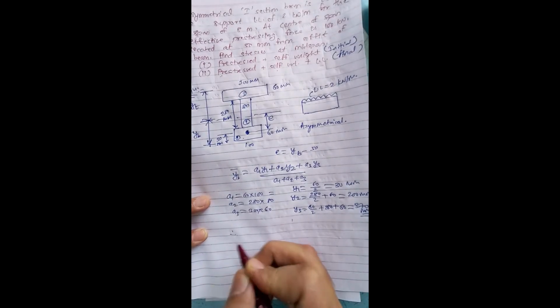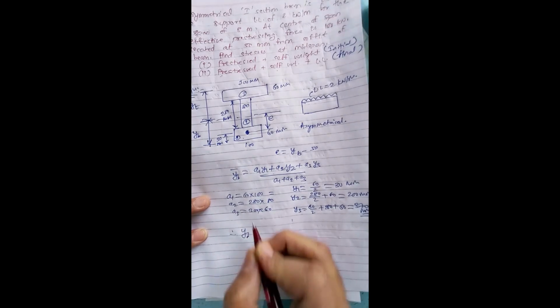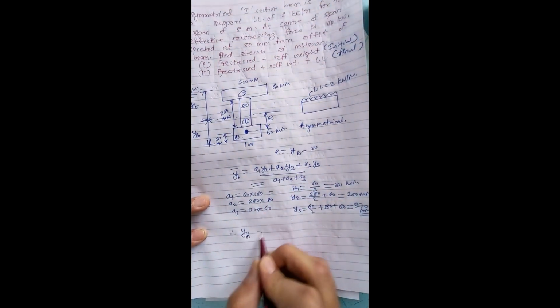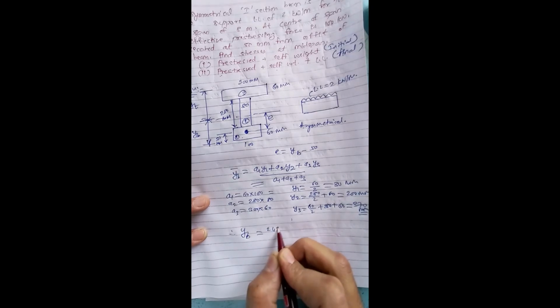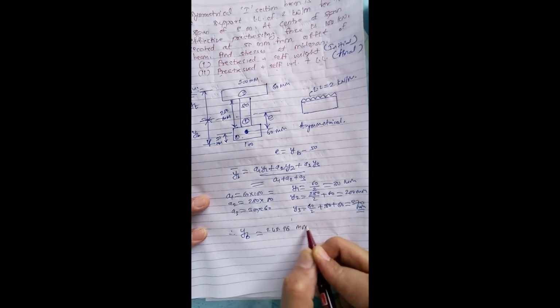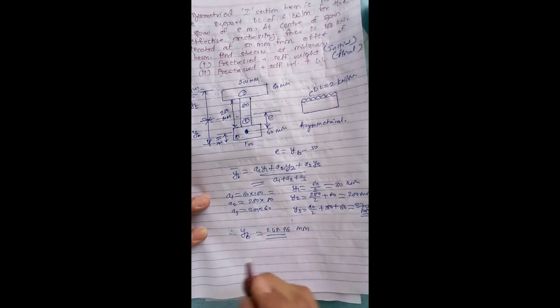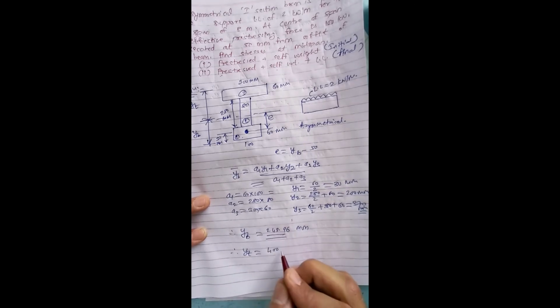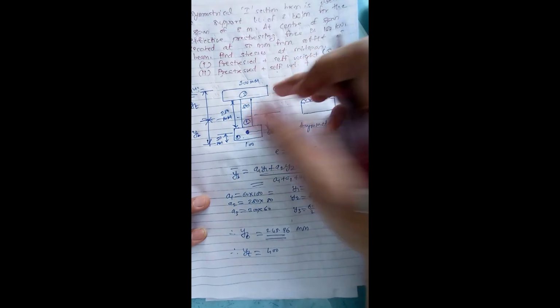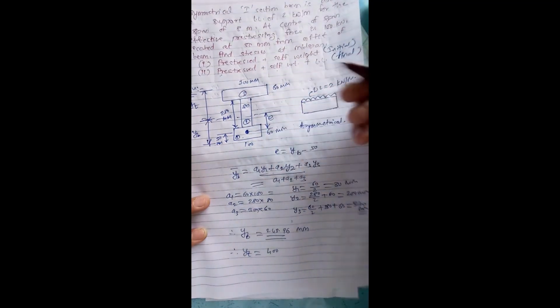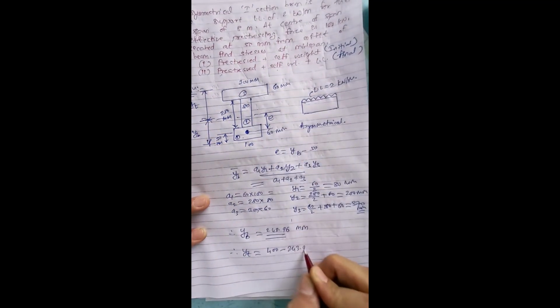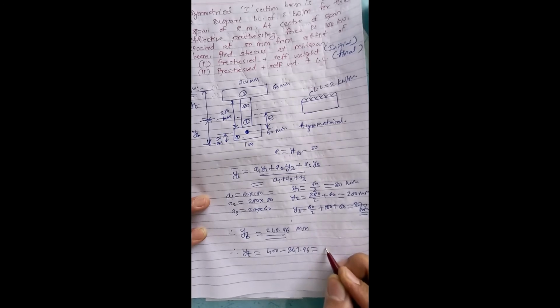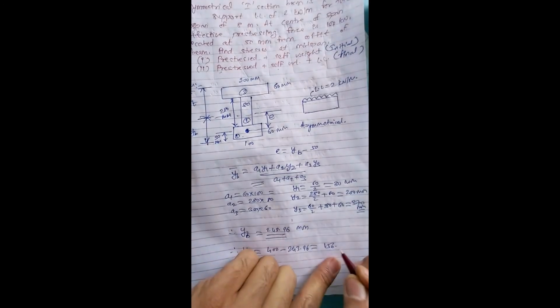Hence, by substituting all the values in this formula, you can calculate YB, and after calculation you will get YB equal to 243.96 mm. Therefore, YT will be calculated as 400, that is the total depth of the section, 60 plus 280 plus 60, minus 243.96, you will get YT equal to 156.04 mm.